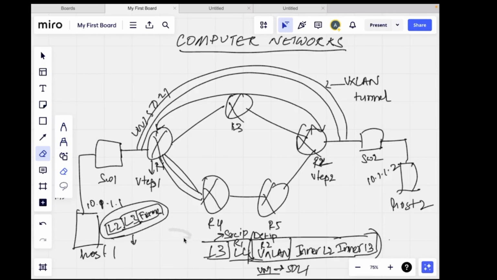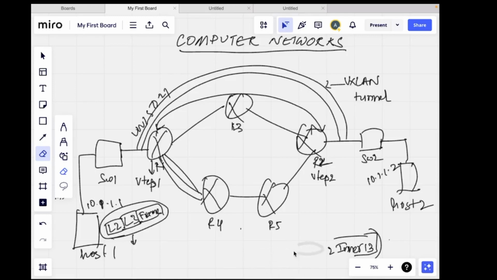So I have an outer L2 header, outer L3 header, and a UDP header. Inside the UDP header there is a VxLAN encapsulation done, which has a VxLAN header and the inner L2 and L3. Okay, so what happens is the packet goes from R1 to R2.